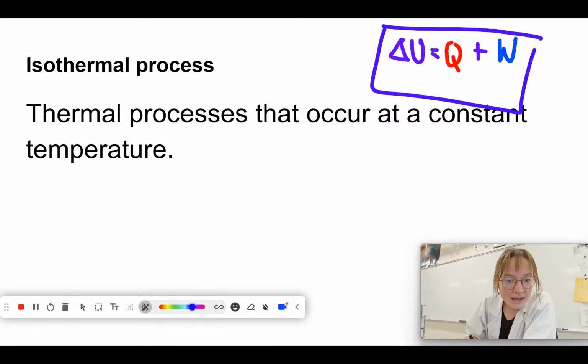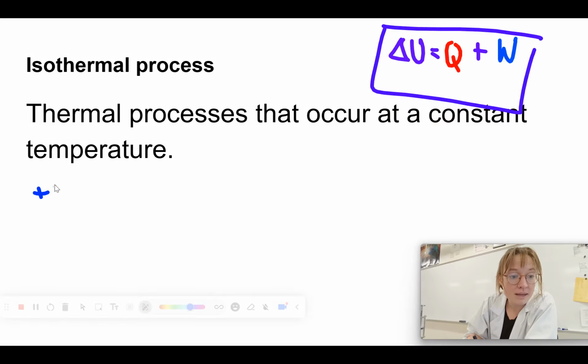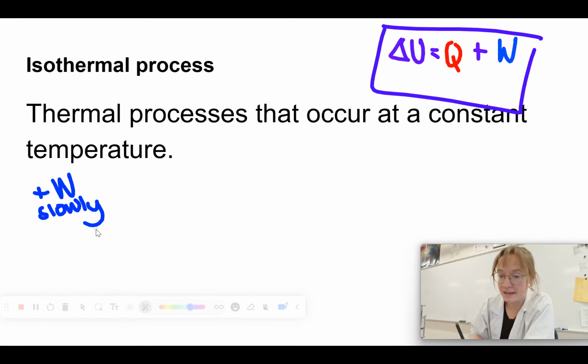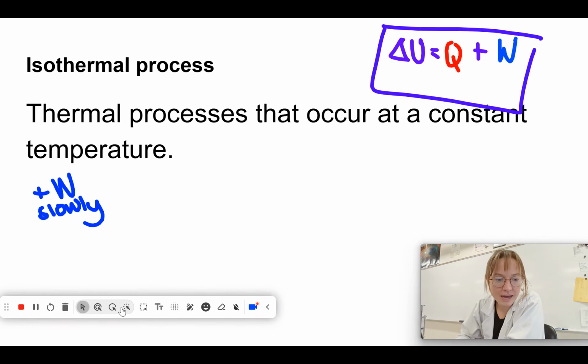Okay. An adiabatic process and an isothermal process are very similar because they both start by adding work to the system. But in an isothermal process, you add work slowly. Take a look. I'm going to show you what happens here when we add work very slowly.